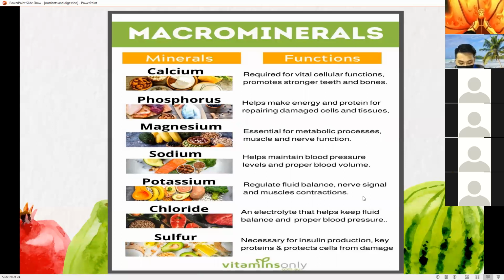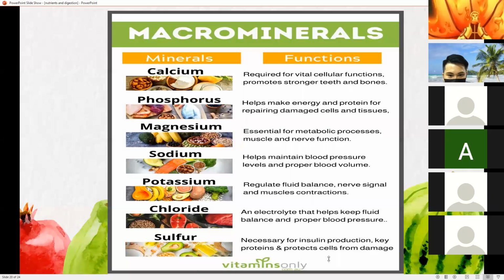Can you give me examples of carbohydrates, please? Do you want me to call one by one? Examples of carbohydrates, please. Rice, potato, bread, or noodles.